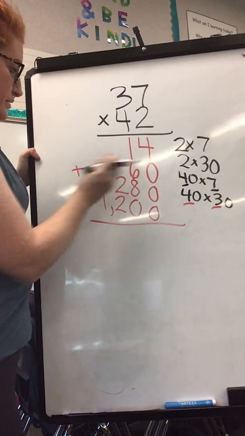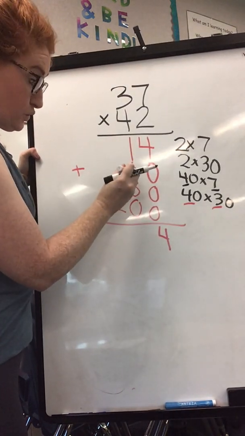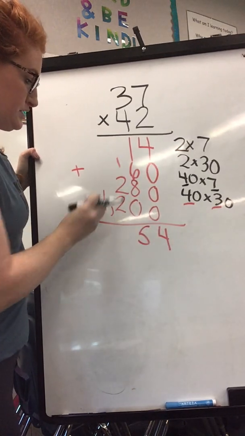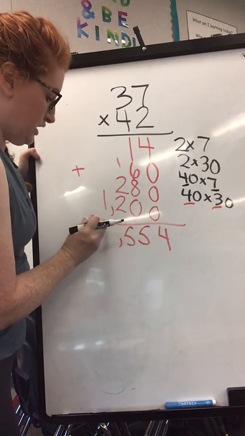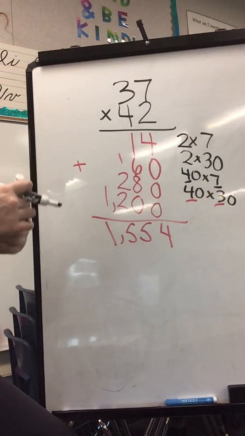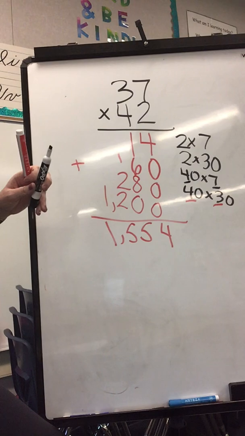And then you're going to add them all up. 4, 8 plus 6 is 14, plus 1 is 15. Moving into the hundreds place, 2 plus 2 is 4, plus 1 is 5. Bring down your comma and your 1. So 37 times 42 is 1,554. I'm sorry, my 5s look so funky.